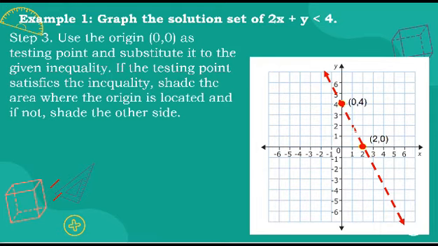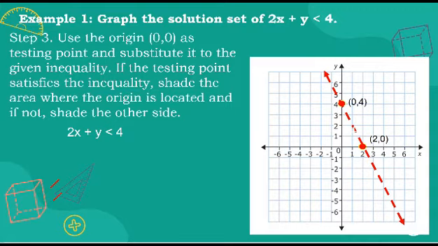For step 3, use the origin (0, 0) as the testing point and substitute it into the given inequality. If the testing point satisfies the inequality, shade the area where the origin is located. And if not, shade the other side.